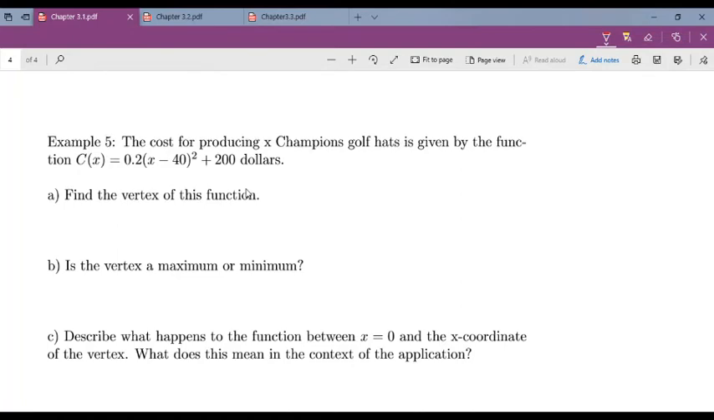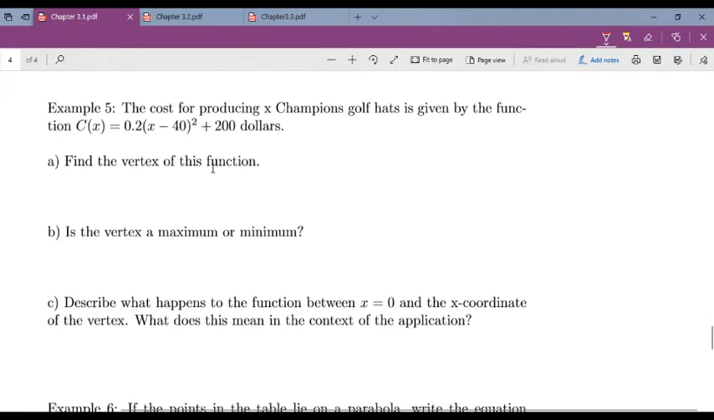Alright, example 5 says the cost for producing x champion golf hats is given by the function c of x equals 0.2 times (x minus 40) squared plus $200. Let's find the vertex of the function. Is the vertex a maximum or minimum? Okay, now you can graph this if you want to find that. There's really no need. The vertex is just (h, k). (h, k) in this case is just (40, 200). Okay, that's easy enough.